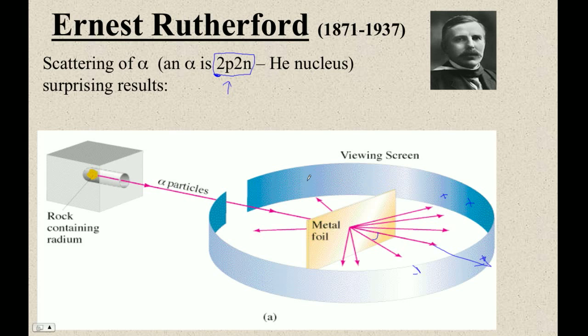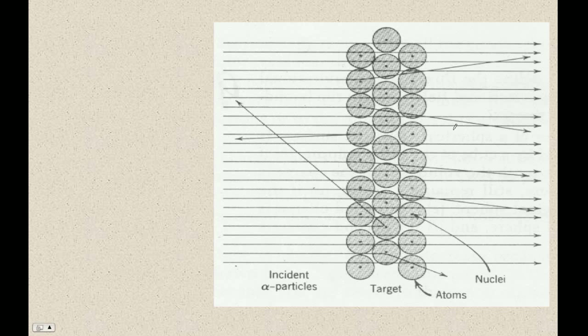Then he put the viewing screen behind it, and to his astonishment, some of them were bouncing off this thin metal foil and bouncing back. He said it was as if I fired a gun at a sheet of paper and had the bullet ricochet backwards. Well, what is in an atom that's capable of deflecting a helium nucleus backwards? Of course, what he discovered was the nucleus of the atom, where most of the mass is, right?